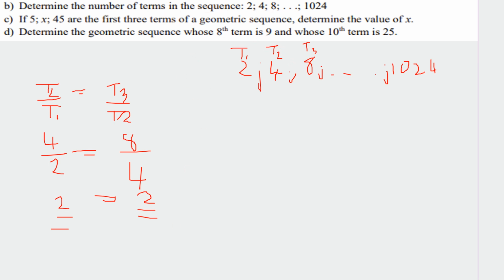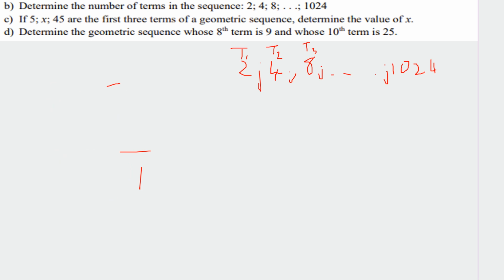So now we know what type of sequence this is. We can apply the general formula for that type of sequence. In this case, we now know this is a geometric sequence. Therefore, the formula for a geometric sequence is Tn is equal to A, which represents the first term, multiplied by R raised to the power of n minus 1.